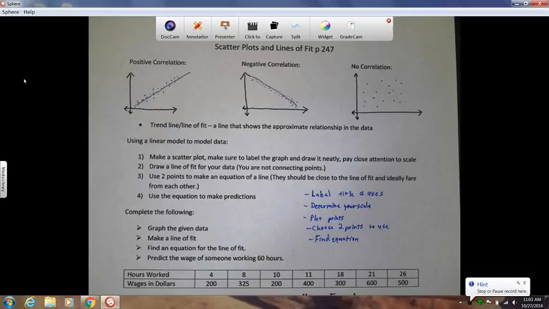Okay, we're looking at scatter plots. Make sure to annotate your notes. Also make sure to take the Edmodo quiz afterwards.